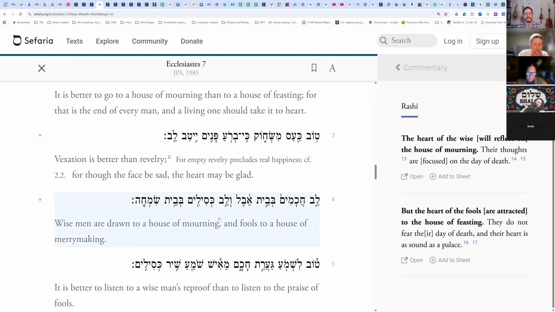Lev chachamim beveit evel, velev kesilim beveit simcha. Wow. The heart of the wise ones is in the house of mourning, but the heart of fools is in the house of joy, or as they have, merrymaking. That's kind of funny. The wise guys are grieving, and the fools are partying.